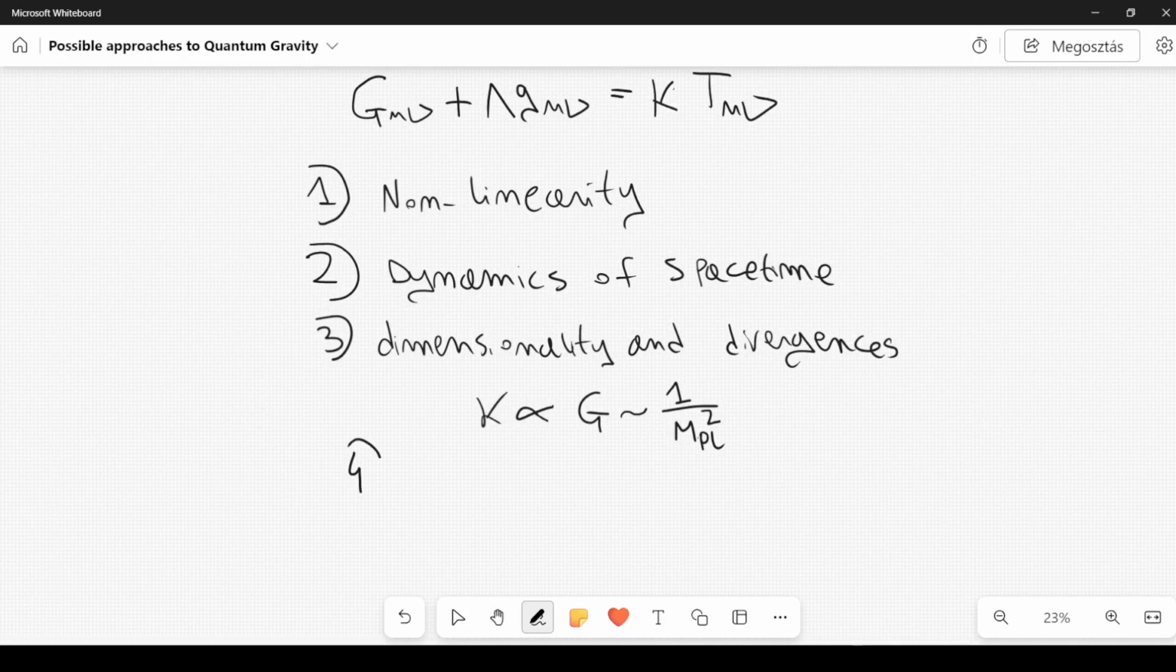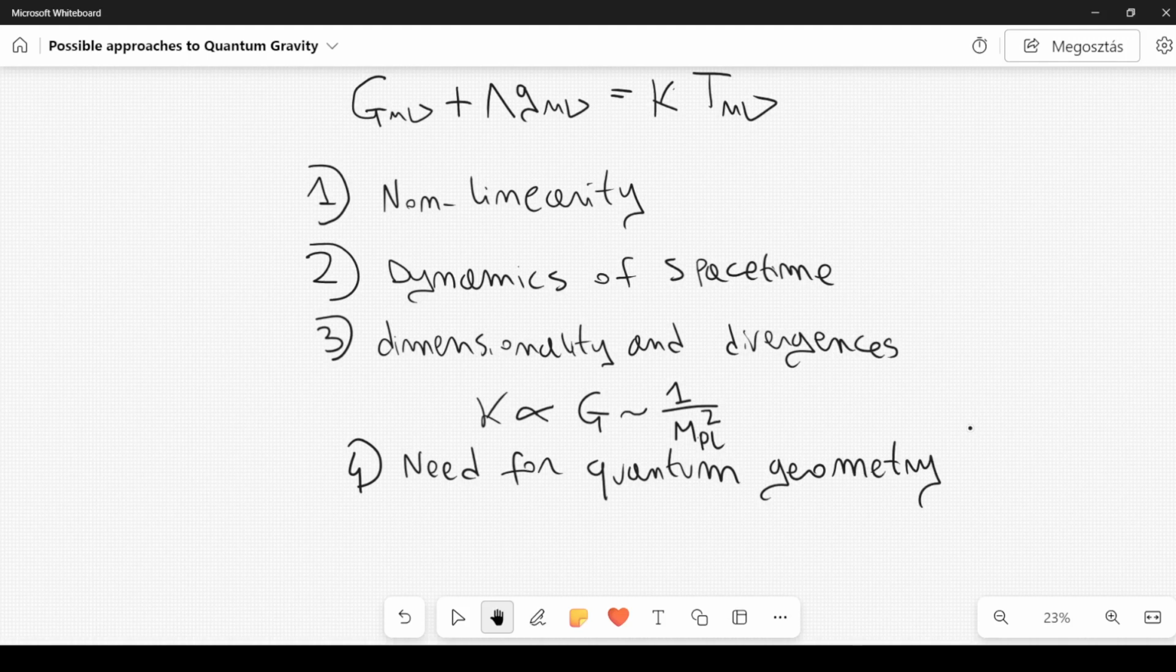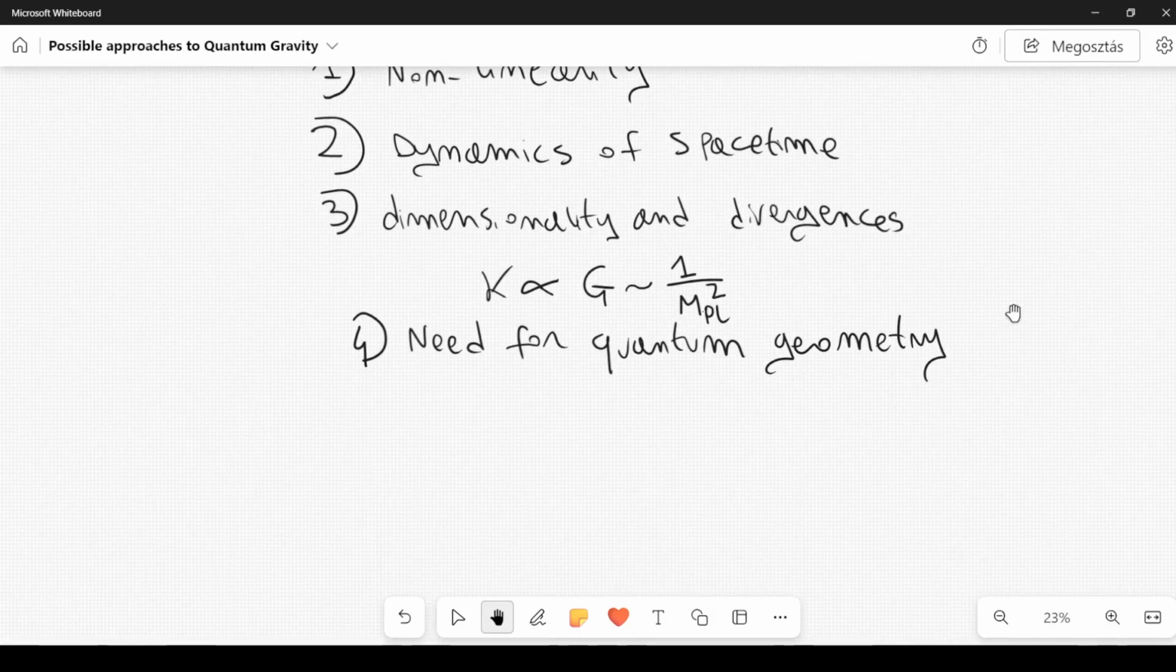Now, I want to address also a fourth point, which is the need for quantum geometry. The classical concept of spacetime described by the Einstein equations breaks down at the Planck scale, where quantum effects are shown to dominate. A proper theory of quantum gravity would quantize not only the metric but also the space-time itself. So, how can we approach quantization? This is a $1 billion question because it is something that physicists would like to do and have been eager to do for almost a century.